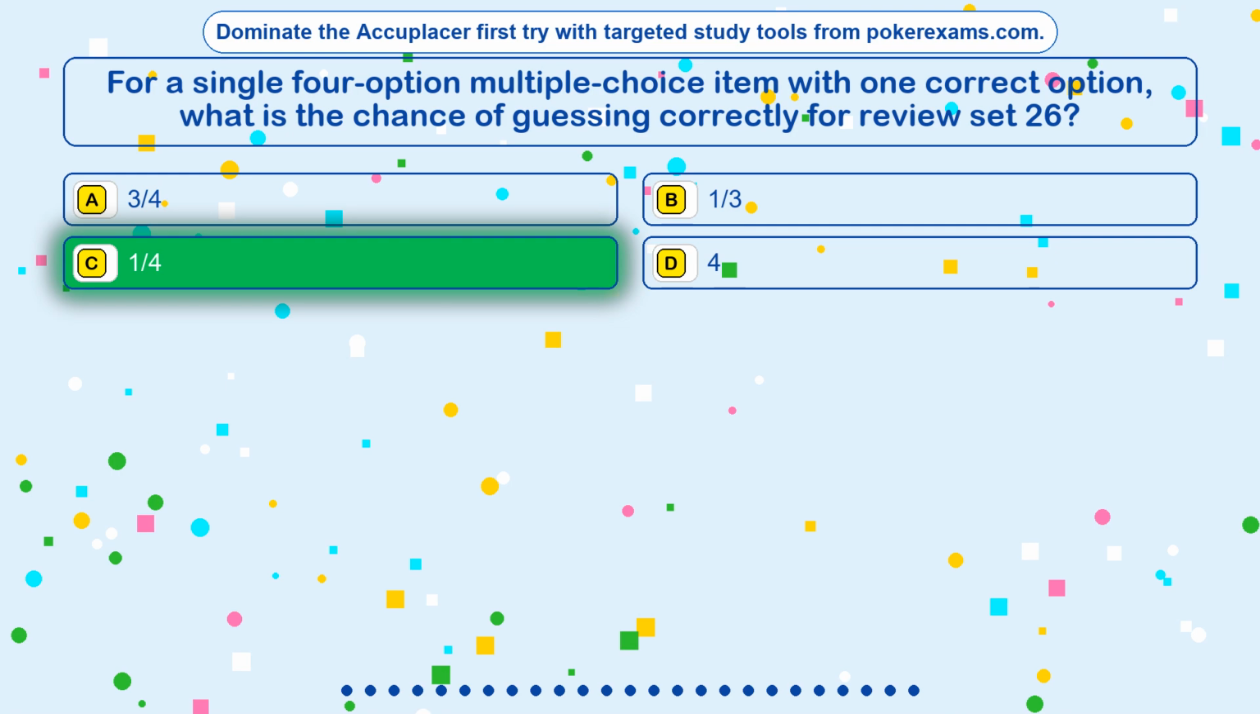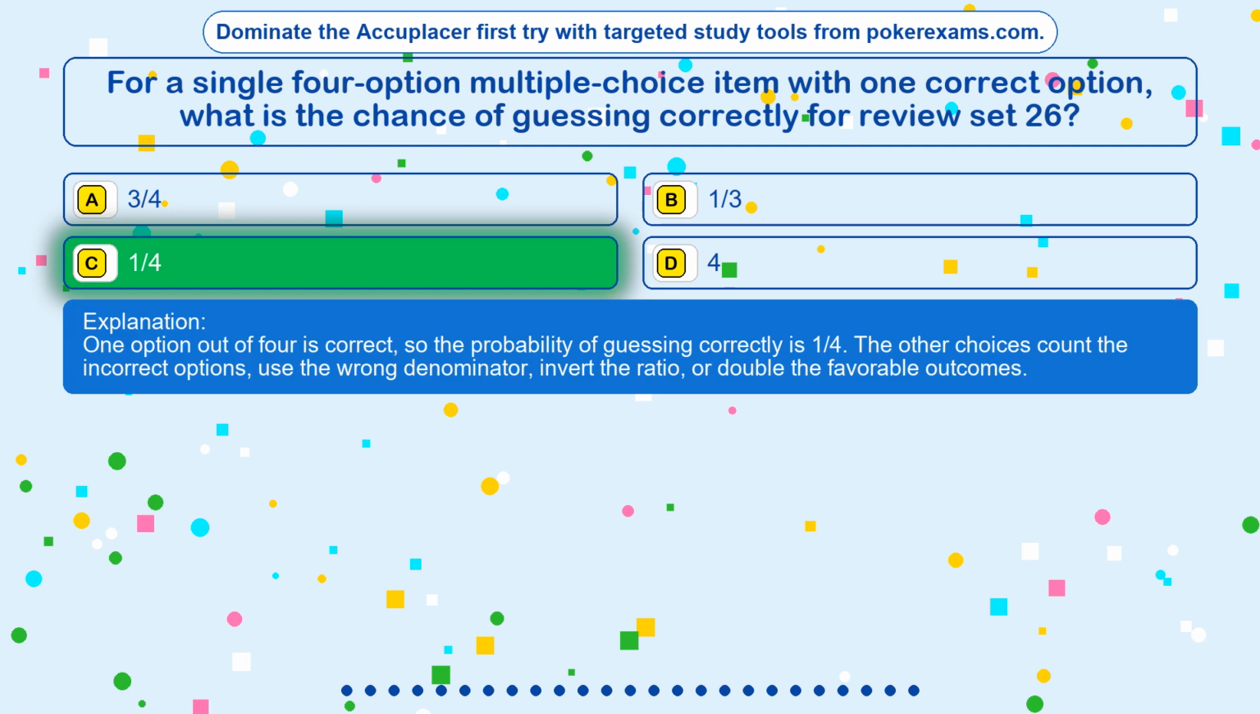The correct answer is option C, 1/4. One option out of 4 is correct, so the probability of guessing correctly is 1/4. The other choices count the incorrect options, use the wrong denominator, invert the ratio, or double the favorable outcomes.